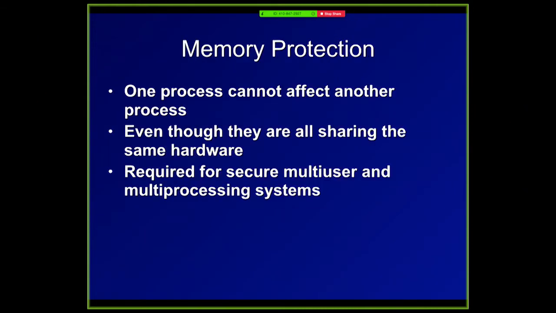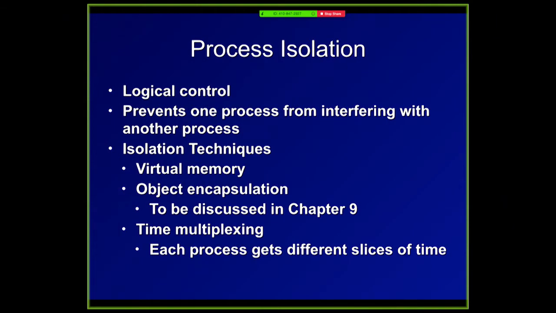One process cannot affect another process because they have memory protection. You're going to need this for multi-user and multi-processing systems so the different processes don't conflict with each other. They call this process isolation. There are various techniques: virtual memory and object encapsulation. All Microsoft Windows programs think they're running at the same address. They're all running in virtual memory space, sort of like a virtual machine, only much simpler and much less separated from another machine than a virtual machine is.